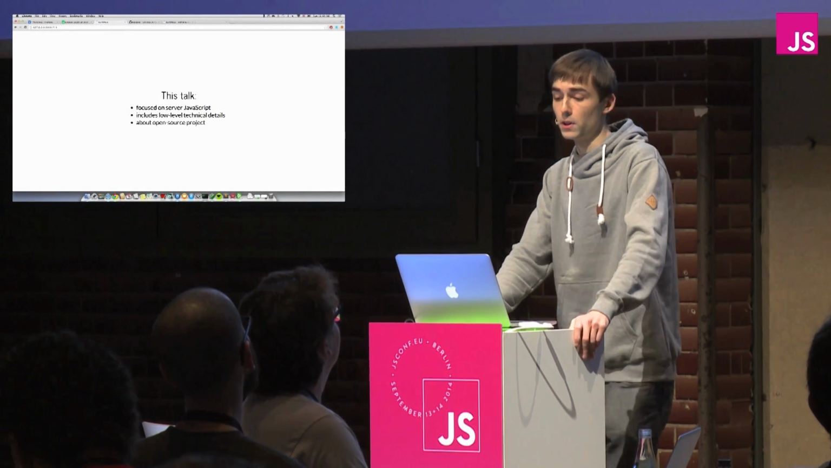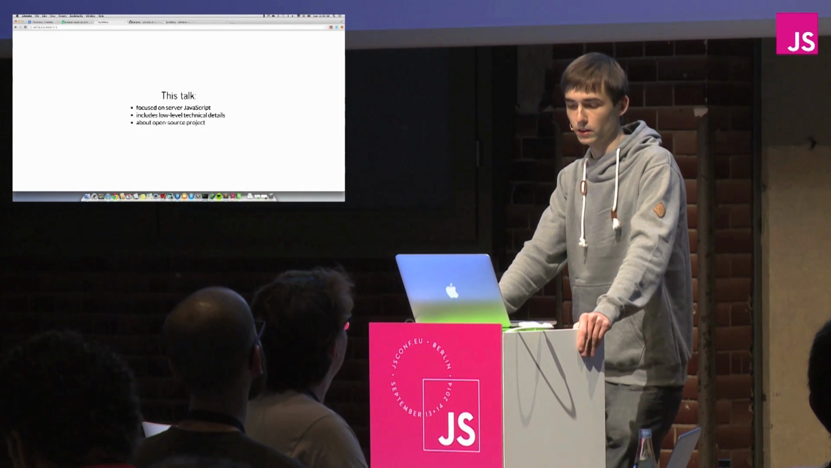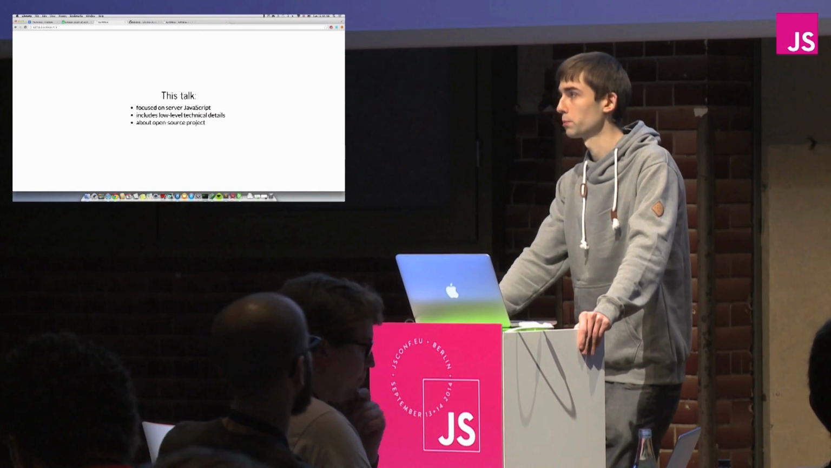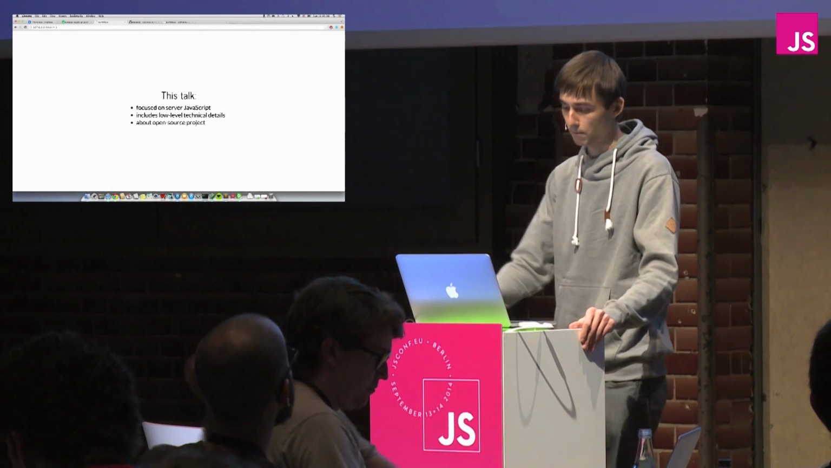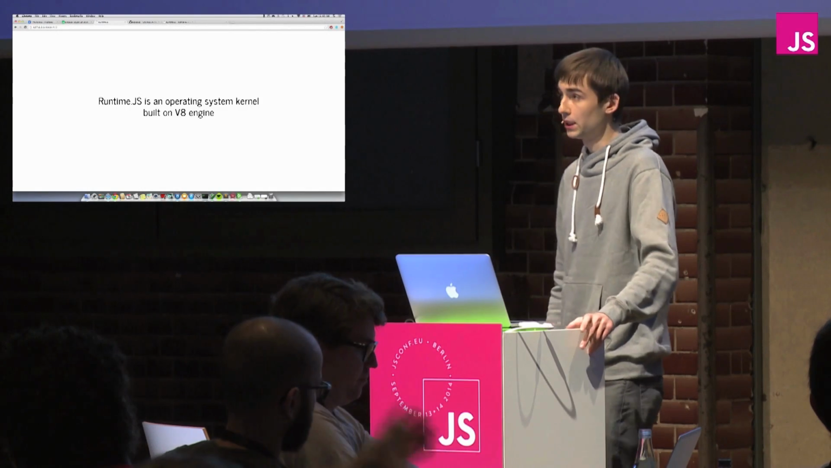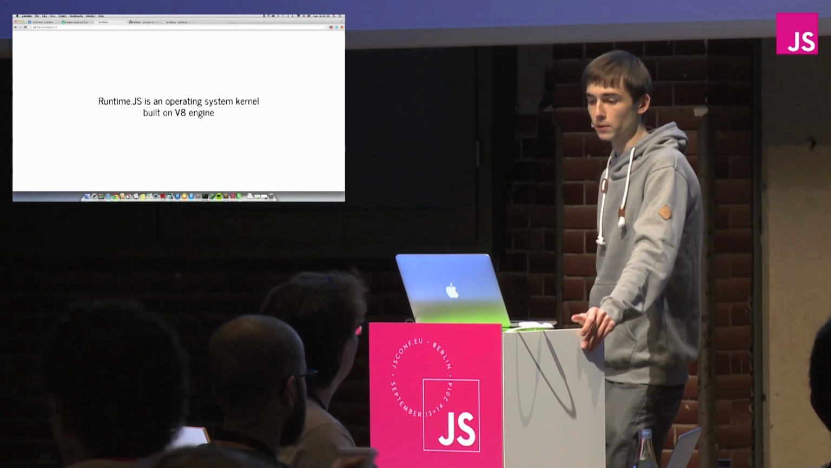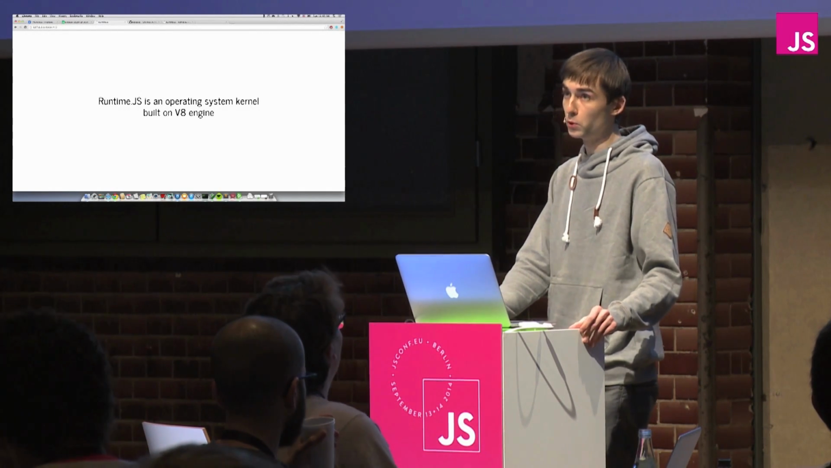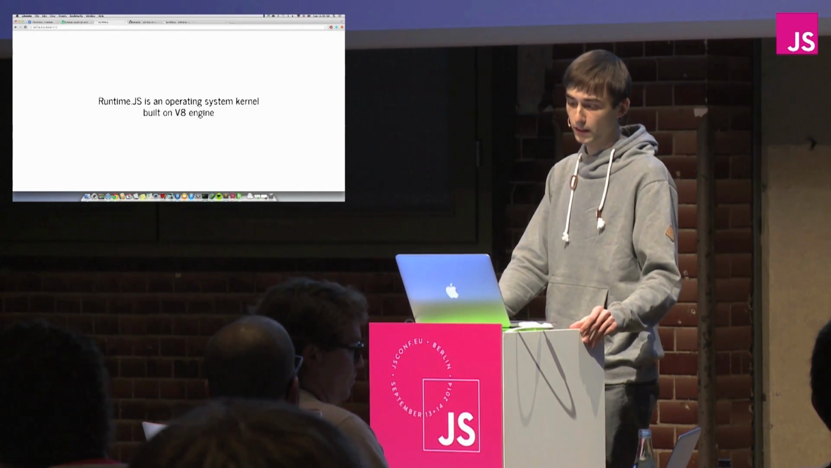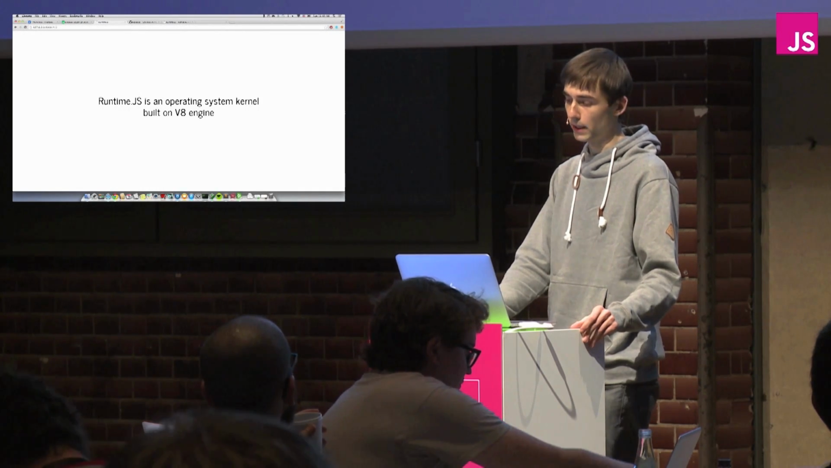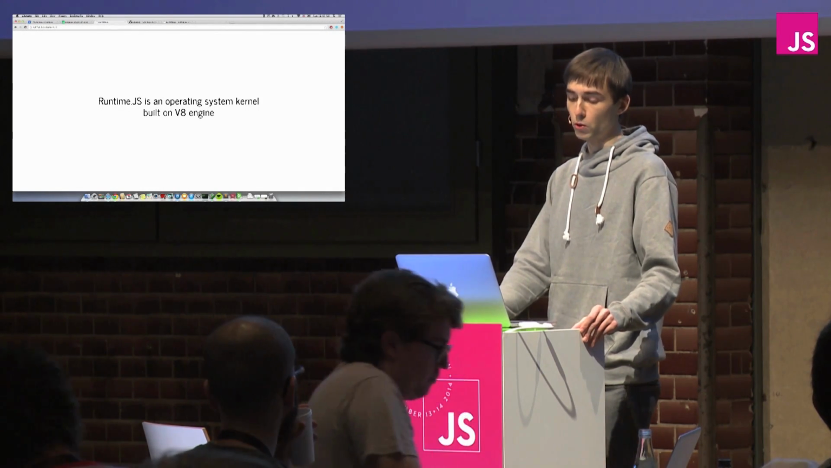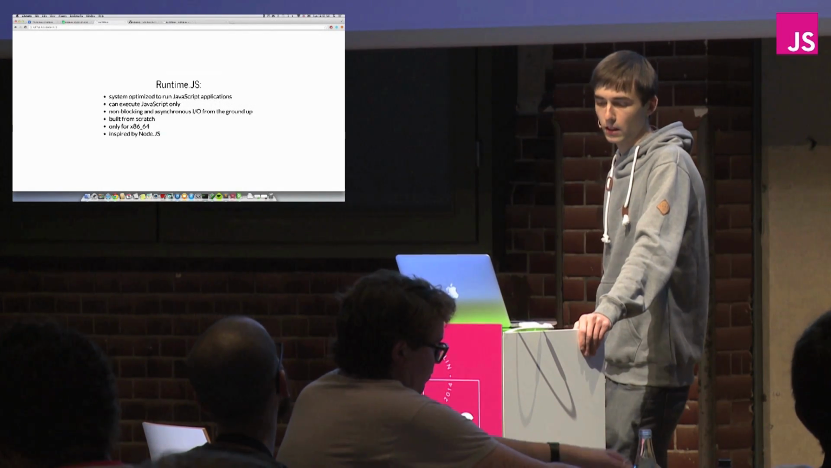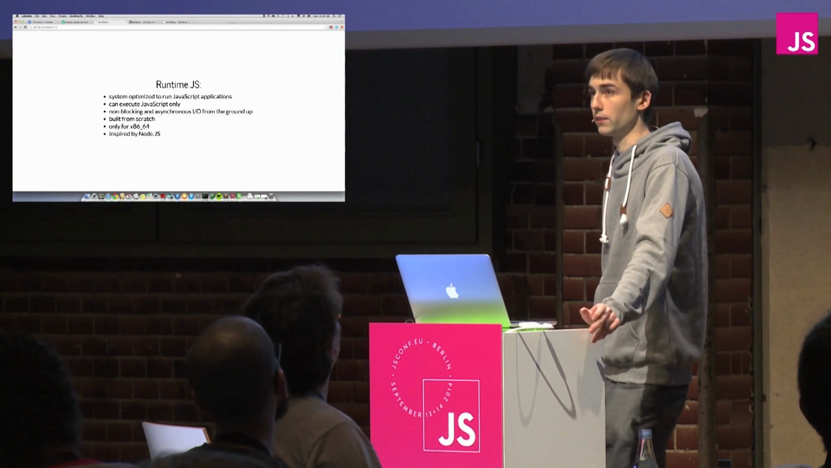This talk is about server-side JavaScript. It includes some low-level technical details, and it is also about an open source project called Runtime.JS. Runtime.JS is basically an operating system kernel built on the V8 engine, which means that this system boots directly on hardware, and it uses the V8 engine by Google as a core component of the system. It's a system optimized to run JavaScript applications.